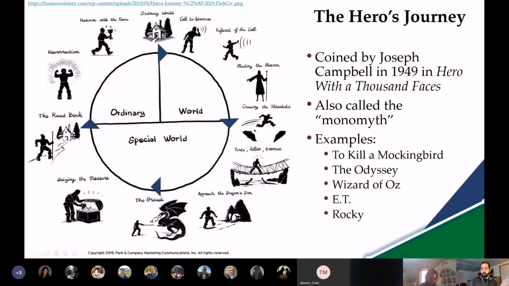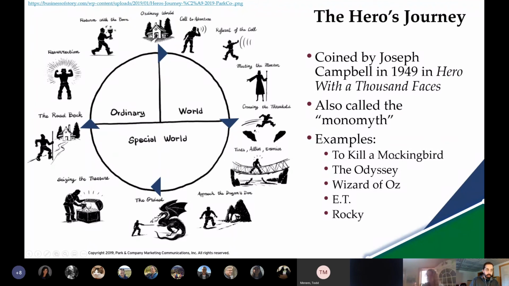The road back. Typically these are cyclical stories. All this learning and growth has proceeded, but we can't really understand it unless we compare it back to the ordinary world. The resurrection: you have someone who's new and grown and has learned a lot of new skills, and then returning with the boon. They've returned, but they're different, they're changed, they're better. And you can repeat this cycle multiple times, and that's how you end up with stories that have sequels.